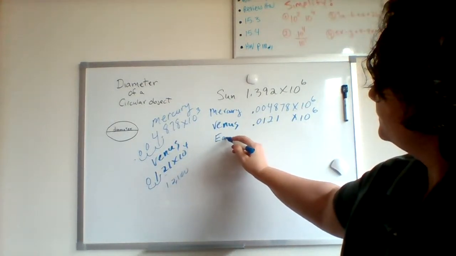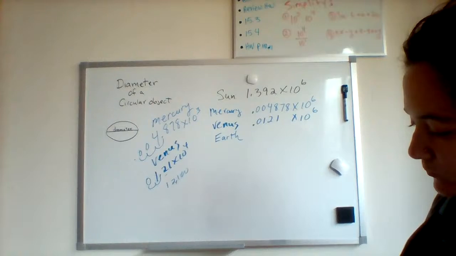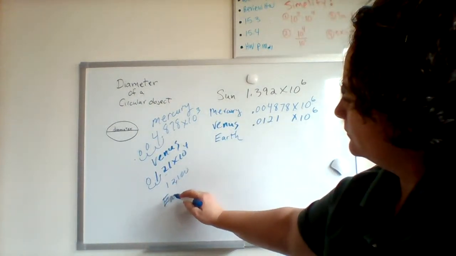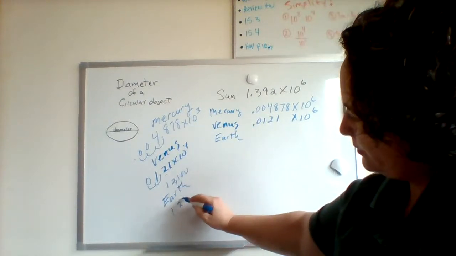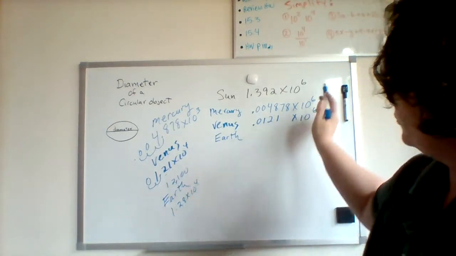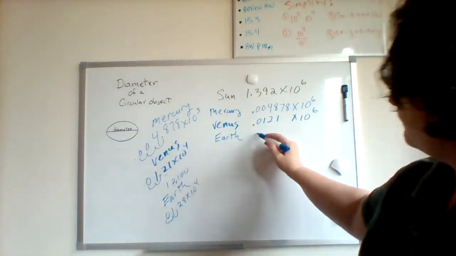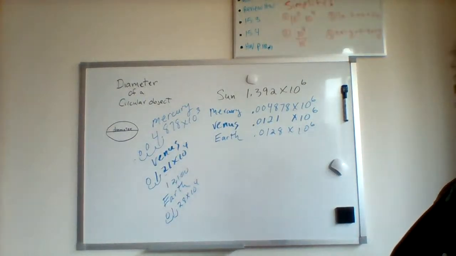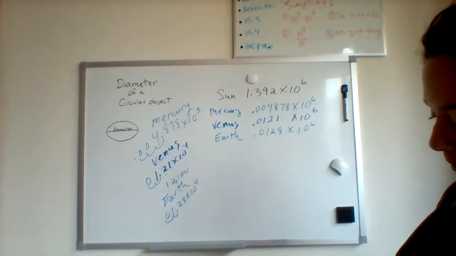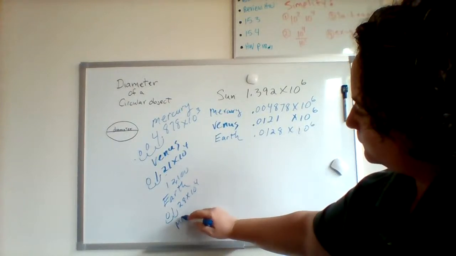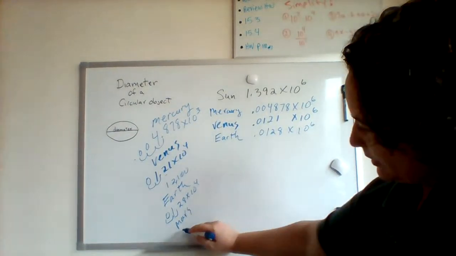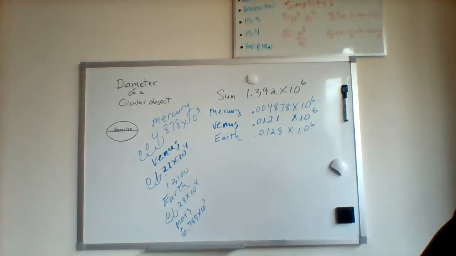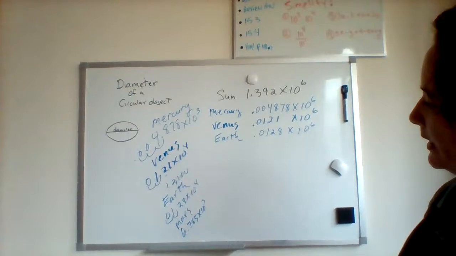Earth is next. 1.28 times 10 to the 4th. We got to move it 2 spots. 1, 2. Mars. 6.785 times 10 cubed. It's missing 3 spots.